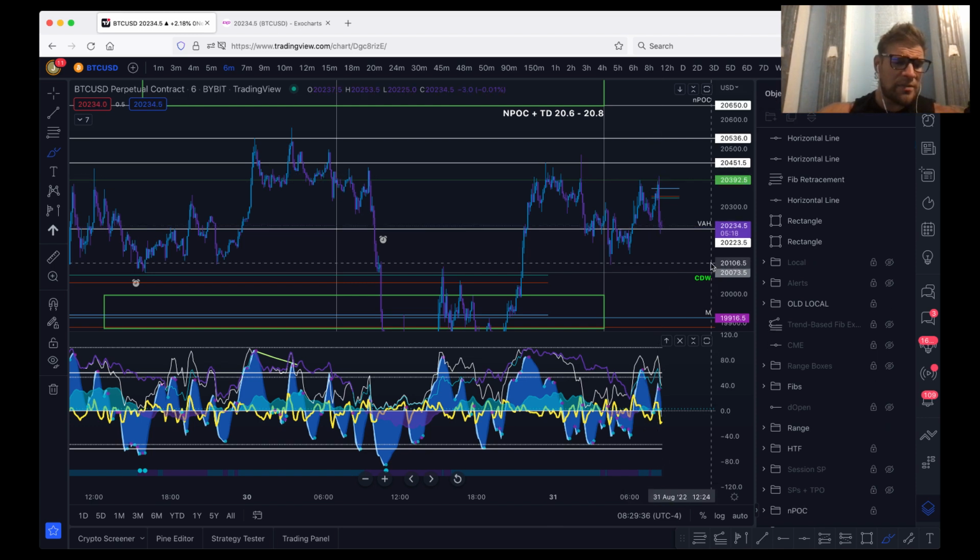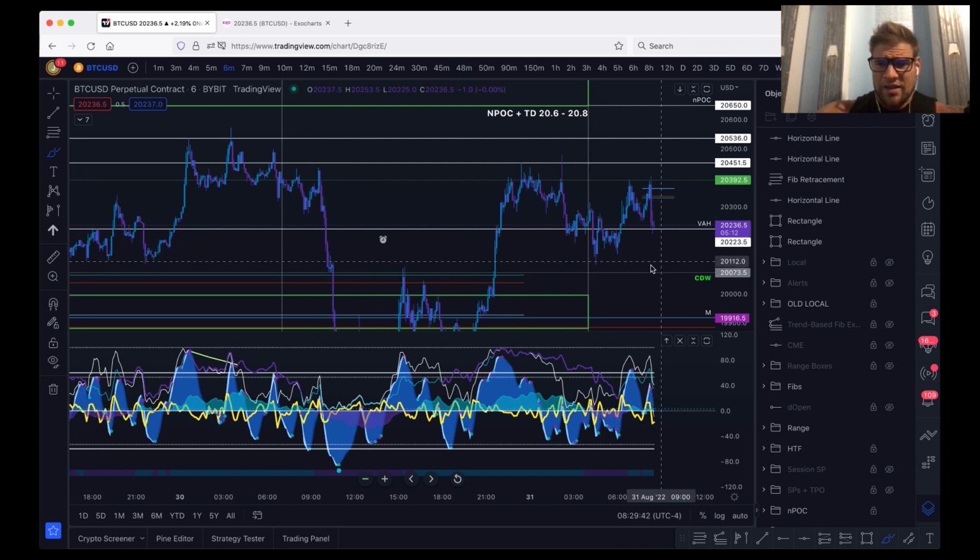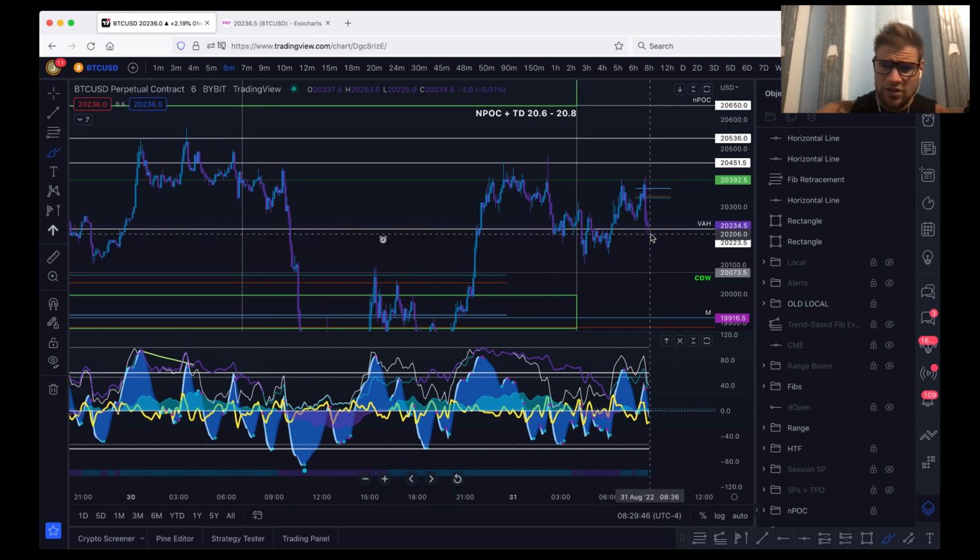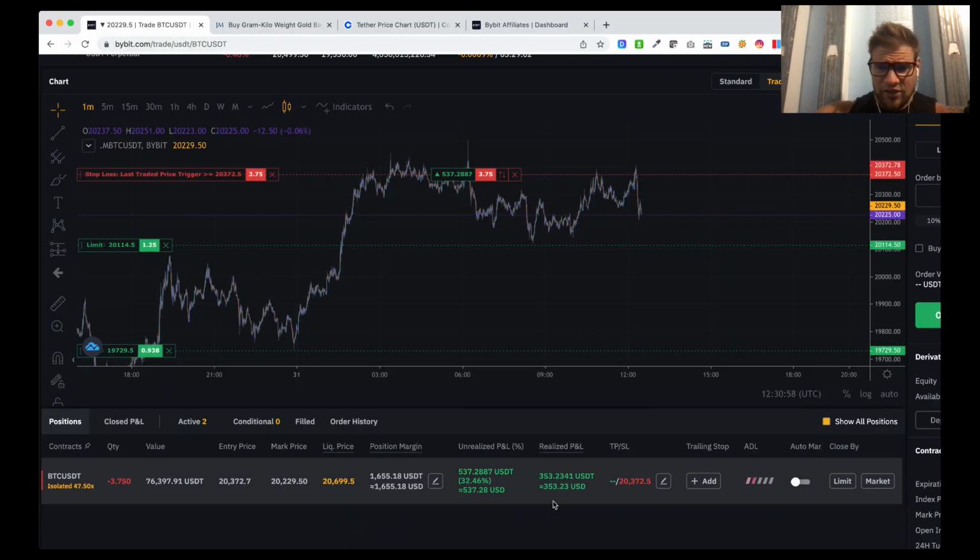We need confirmation of that, because if it is unsustainable, there's a very high chance we're going to have a sharp pullback like we're getting right now. And as you can see, we are finding support at this little area of high volume, which is why we have taken profit 1 on the trade.